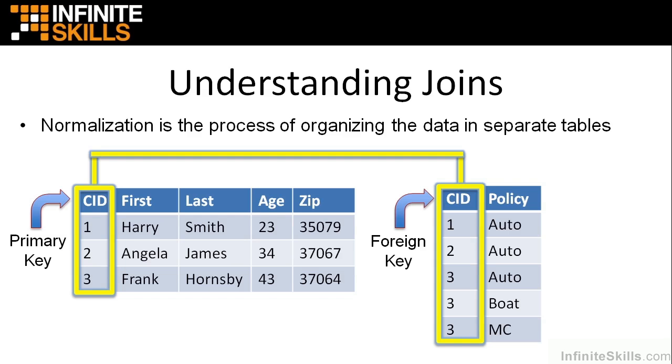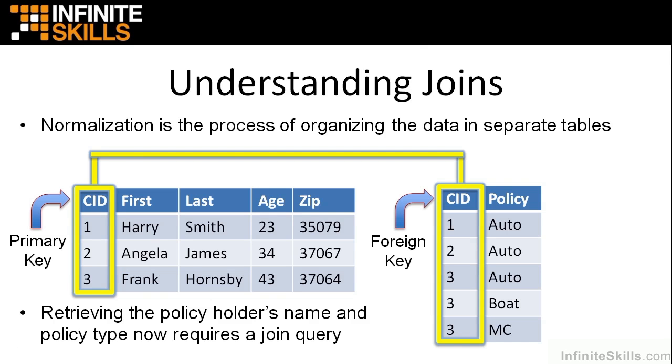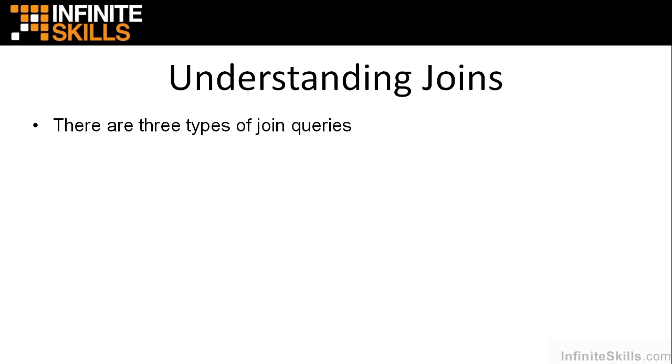Now, the SQL database engine is going to do a certain few things. Number one, we cannot delete this row that has Frank Hornsby out of this table unless we first delete these, because we're going to leave data over here that has no meaning to our database if we delete this row of Frank Hornsby. Also, I can't add a CID 4 over here if I don't have a CID 4 over here to relate it back to. So it's going to make sure that we maintain our data integrity. However, now if I want to retrieve the policyholder's name and policy type, I now have to do a join query between these two tables. We'll take a look at that a little bit later on.